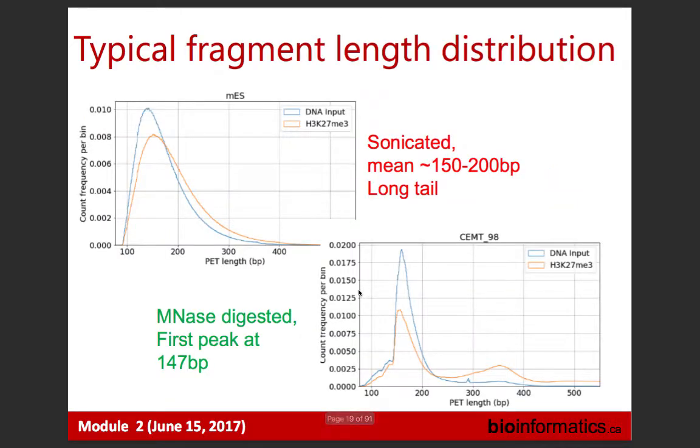Here I show you an example of fragment length distribution. The first one is from sonicated data, and the second one is from native ChIP, MNase digested data, which we already saw in Martin's presentation. In both of them, one color is for the H3K27me3 histone modification mark, and the blue one is the corresponding input. Although in sonicated data we don't see the shorter fragments, there is some trend that in native ChIP-seq we have longer fragment lengths. And what we have to remember is that fragment lengths will have a long tail. The mean, of course, is good. It tells us something about 200 bases, but then we will have a long tail.